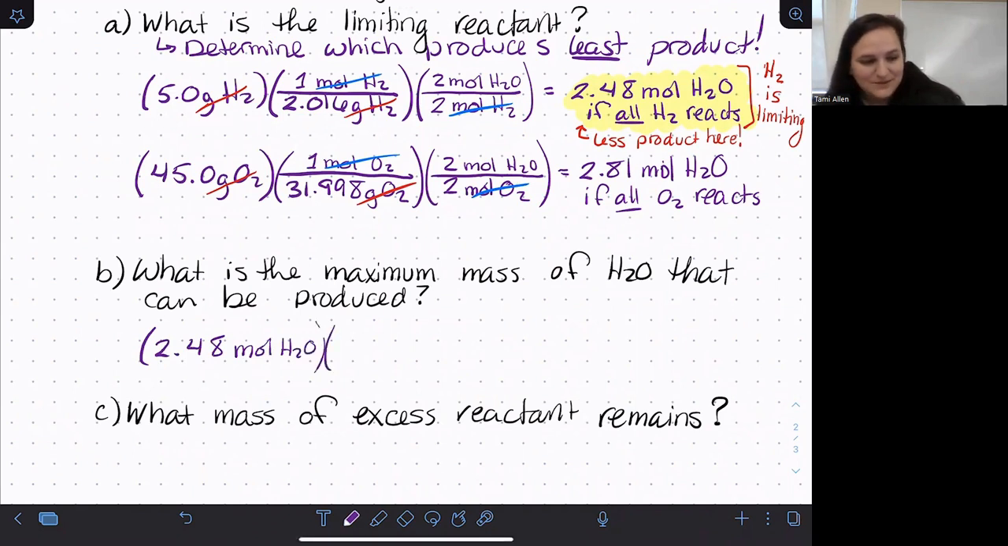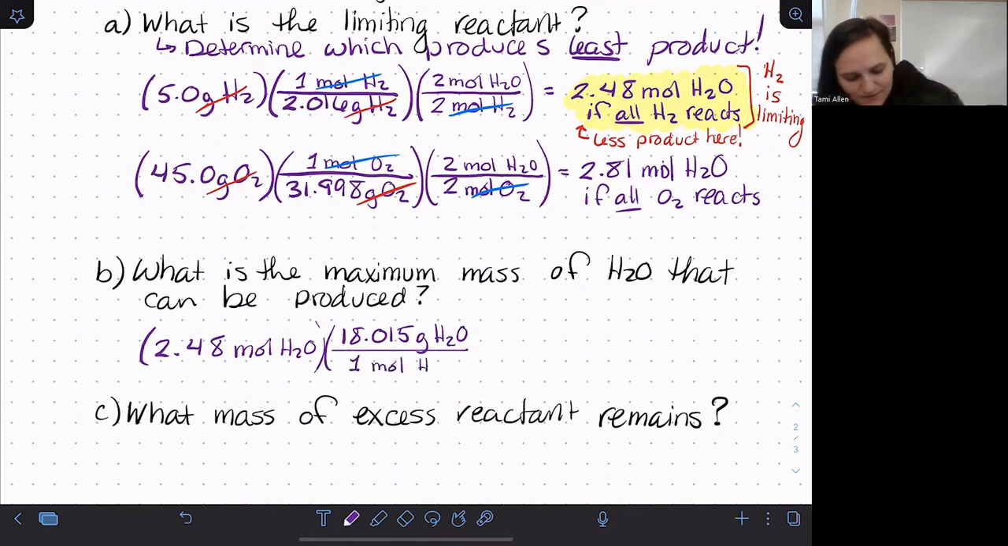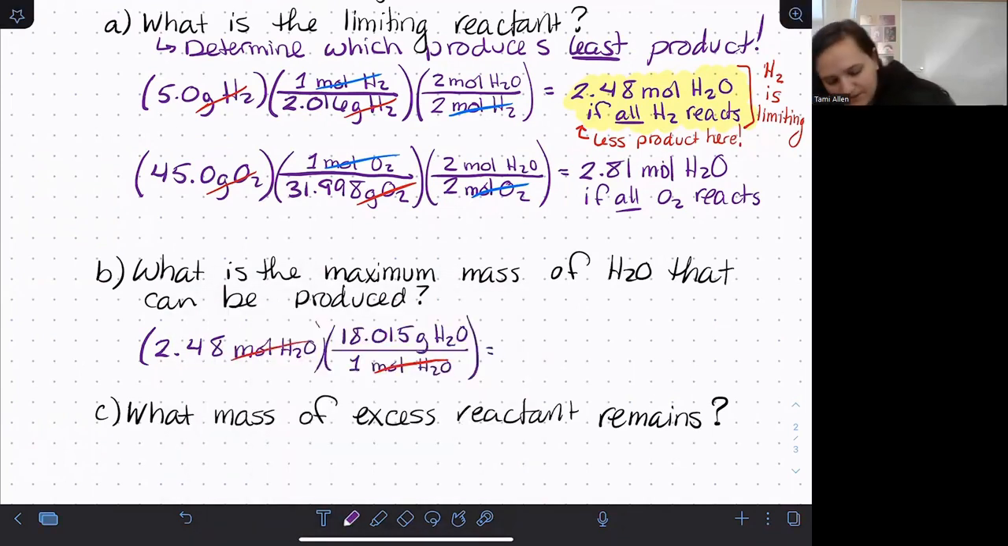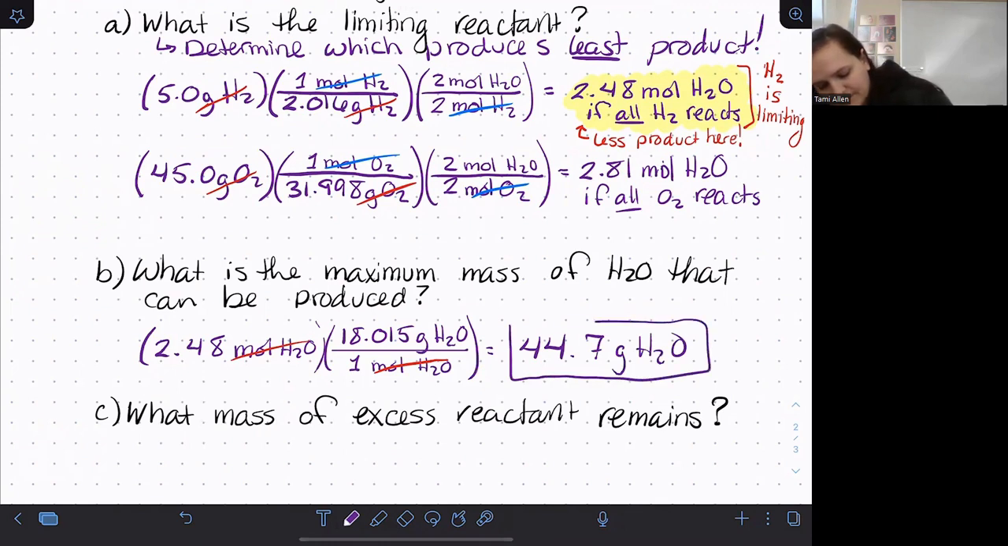We just need to use the molar mass of water, which is 18.015 grams of water is equivalent to 1 mole of water. We see moles of water on the top, moles of water on the bottom, so our units cancel, leaving us in grams, which is exactly where we want to be. And that is about 44.7 grams of water.